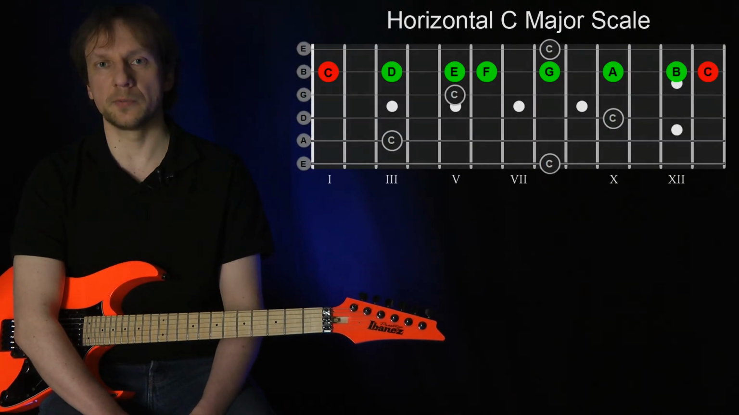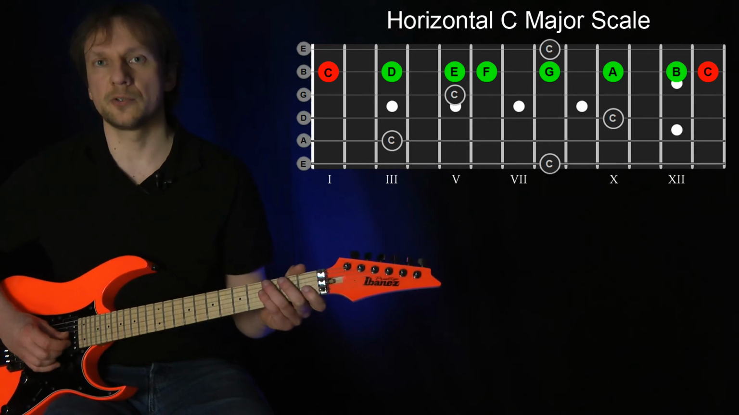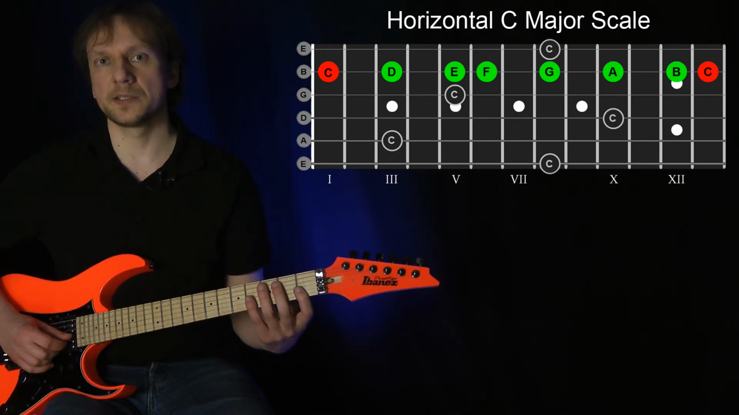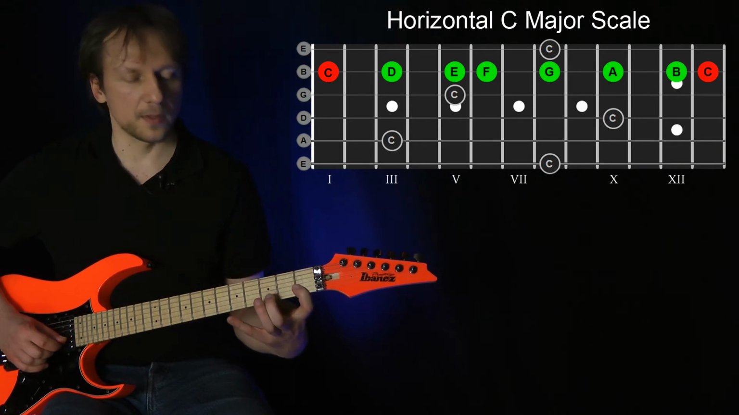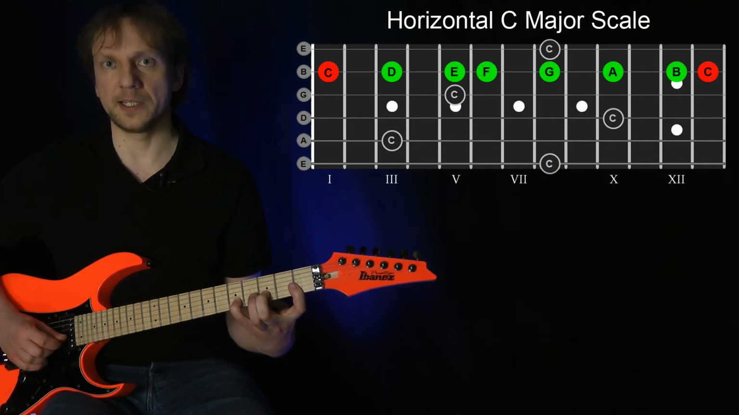So for instance, if we want to play the C major scale on the B string, place your index finger on the C at the first fret and follow this finger grouping. C with the index finger, D note with the second finger, fourth finger E.